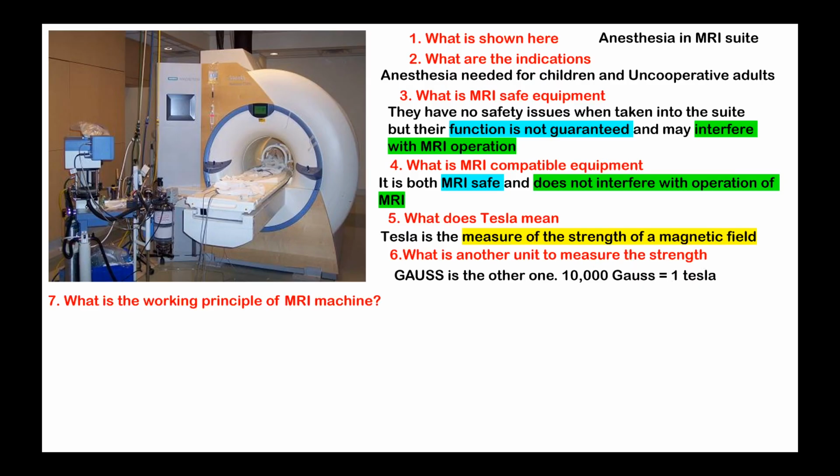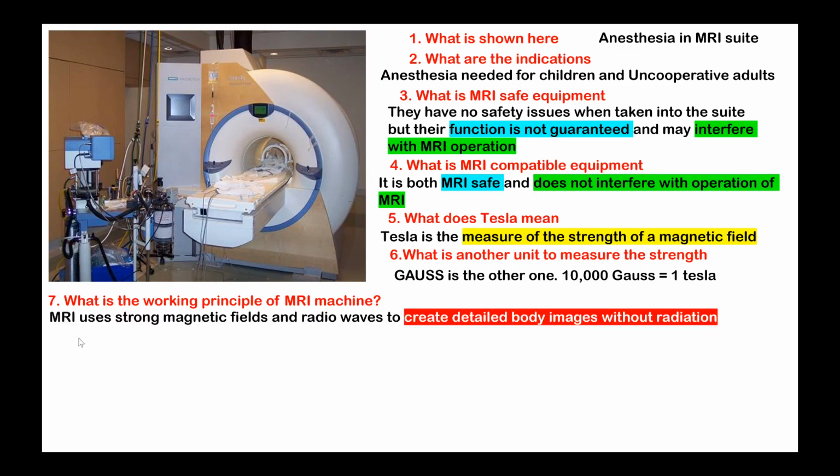Sir, it's between the interaction of the hydrogen ions, the protons, and the magnetic field, sir. It produces radio frequency pulses to produce images, sir. I have a gross knowledge, but to be accurate, MRI uses a strong magnetic field and radio waves to create detailed body images without radiation.